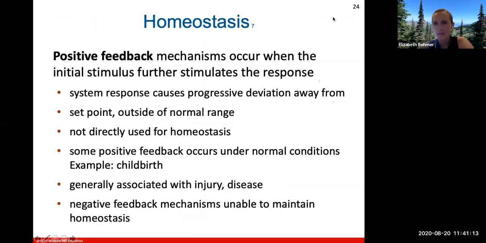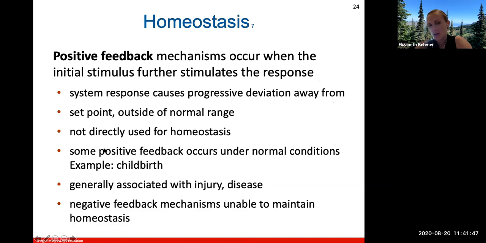Positive feedback mechanisms will occur when the initial stimulus further stimulates the same response. So negative feedback reverses the change to try to get back to normal. Positive feedback reinforces the initial stimulus. And I'll give you an example of what a positive feedback mechanism might be. Normally within your body systems' homeostasis, we talk about negative feedback, but with positive feedback, the system response causes progressive deviation away from the set point. It's not really directly used for homeostasis.